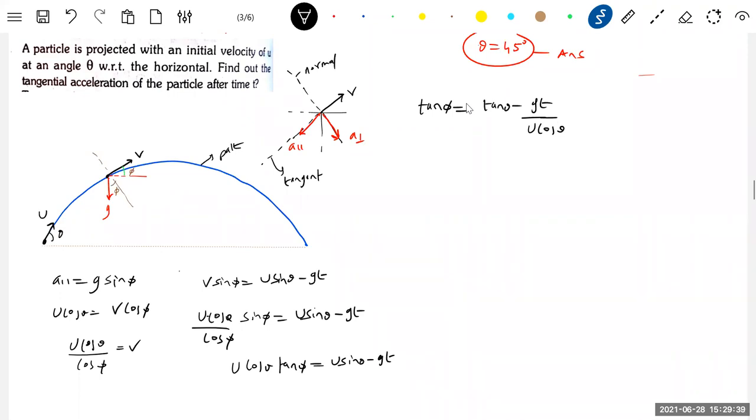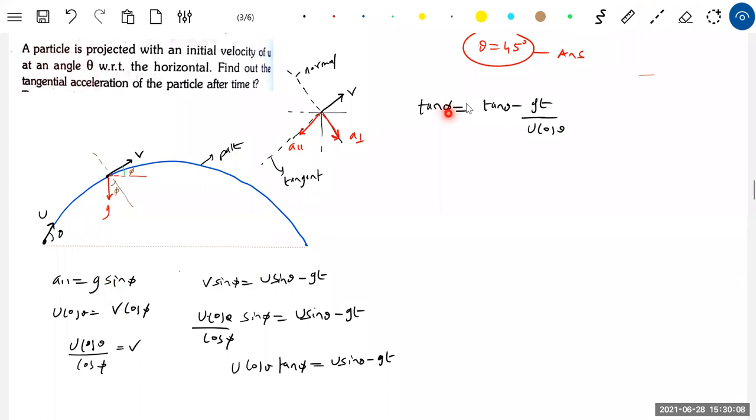We wanted only sin phi. Here I got an expression for tan phi. I think with the help of tan phi we can easily replace sin phi. Or else you can do one thing. Anyway, you're going to get this one. This sin phi is there, no? Sin phi you can write as u sin theta minus gt here. Then replace v by that. Solve it. Either one.